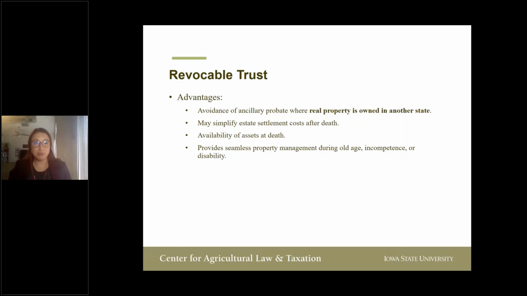There's also what we'll call easier, seamless property management. And that's just as someone gets older, or if there's some type of accident or any issues that come up, well, the trust is owned and it can be managed by the trustee, the successor trustee. There's already a plan in place if somebody can no longer manage that asset.